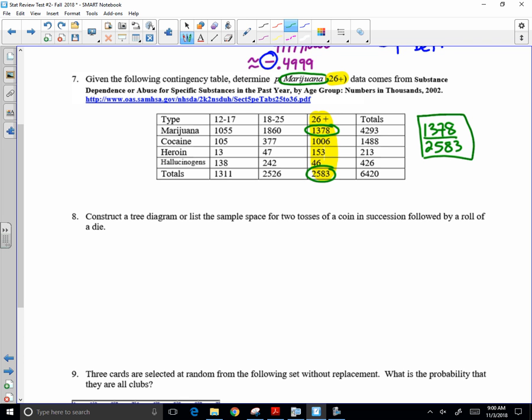If I wanted, I could have gone the other way around, where it was 26 plus given marijuana. Then it would be given that we're only working with the marijuana users. So I'd be looking at just this row, and then I would focus on the 26 or older in that category. So always establish what the given is. It's whatever comes after that vertical line. That's your given. Isolate that information and only work off of that information. Ignore everything else. It is designed to be a gimme.